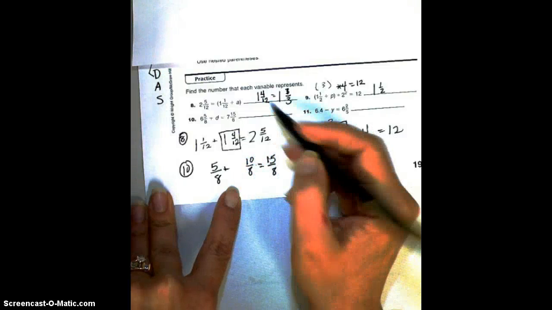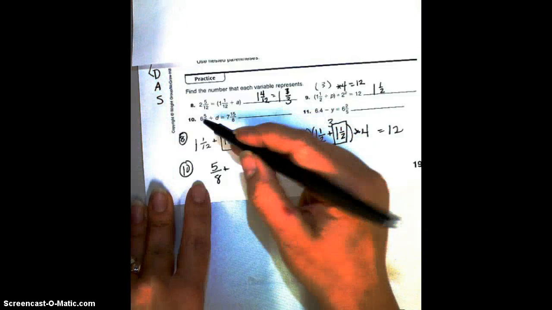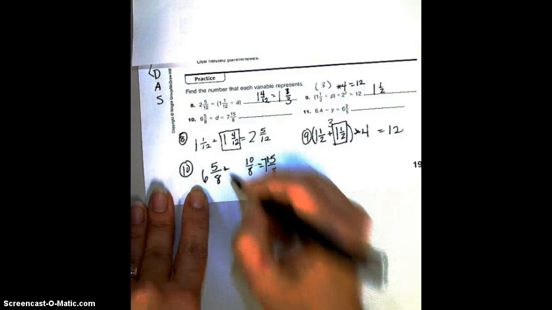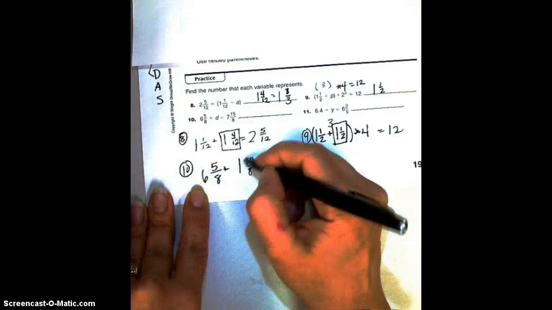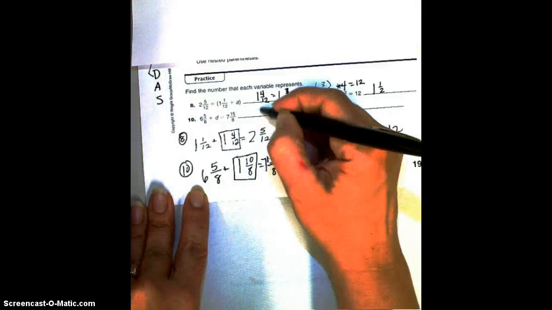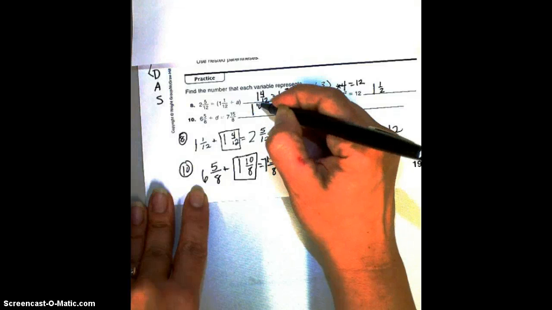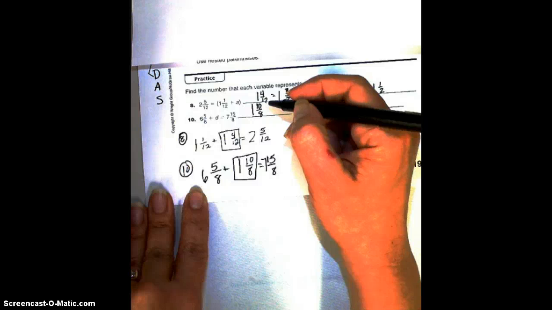And now I need to look at the whole number. The whole number over here is 7. And I already had 6. So 6 plus 1 would make it 7. So I think this is what I'm wanting here for D. 1 and 10/8. Unless I wanted to rearrange it.